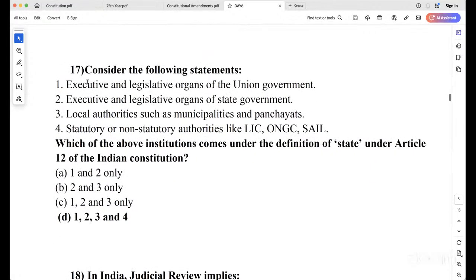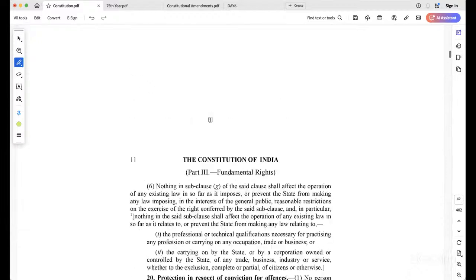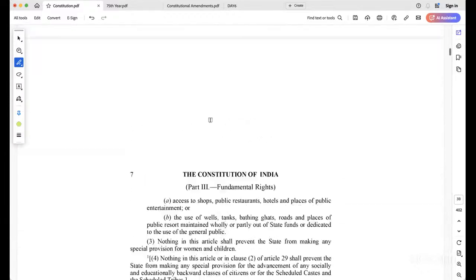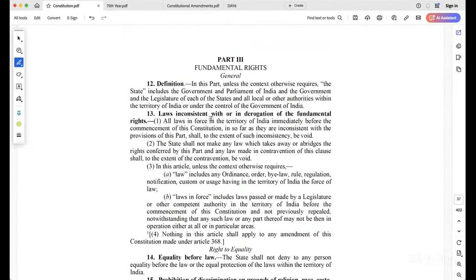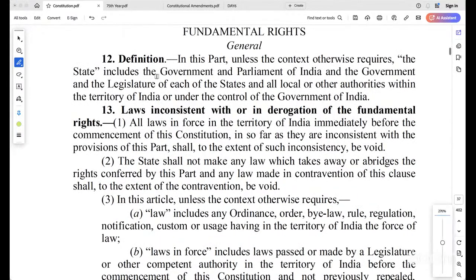Okay. Next, 17th one. The executive and legislative organs of the union government, executive and legislative organs of state government, local authorities such as municipalities and panchayats, statutory or non-statutory authorities like LIC, ONGC, and SAIL. Which of the above institutions comes under the definition of state under Article 12 of the Constitution? The state includes the government and the Parliament of India and the government and legislature of each of the states and all local or other authorities within the territory of India.